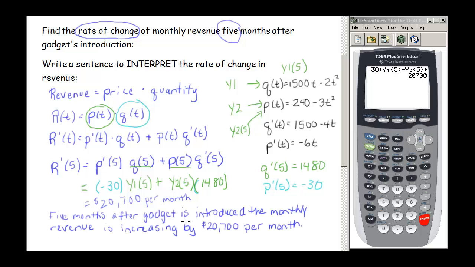Here's our interpretation sentence. 5 months after the introduction of the gadget, the monthly revenue, so we're talking about monthly revenue, is increasing. It's increasing because our slope here is positive, by $20,700 per month.